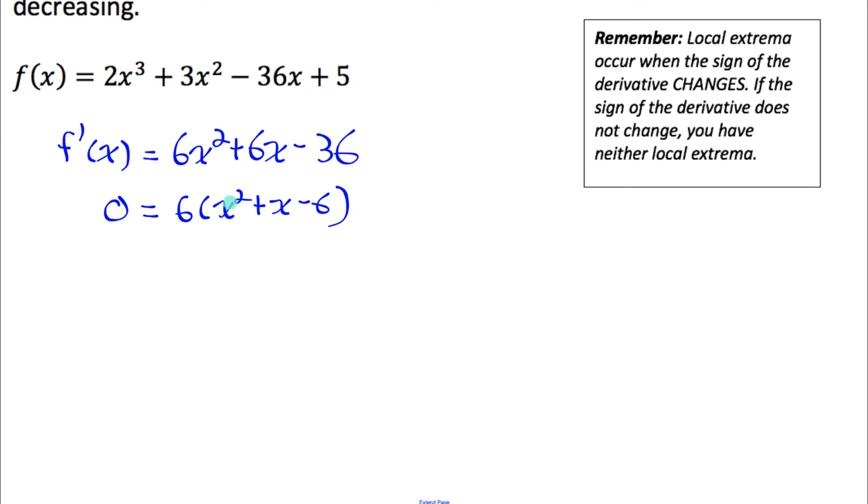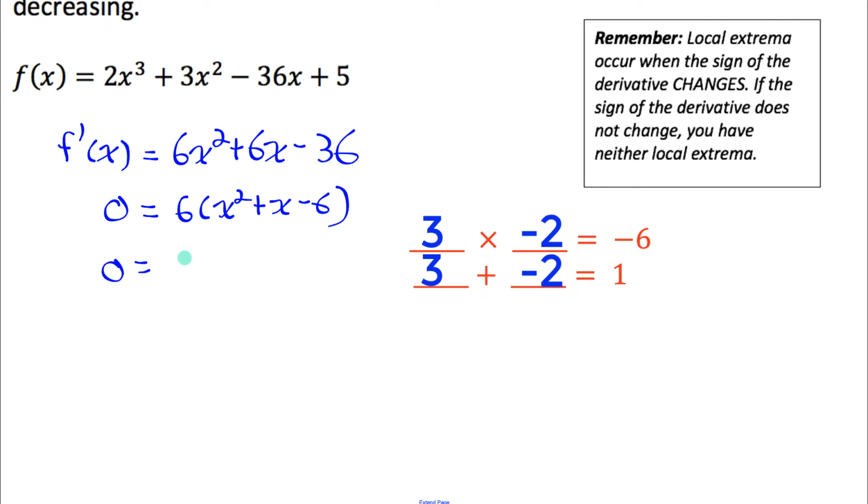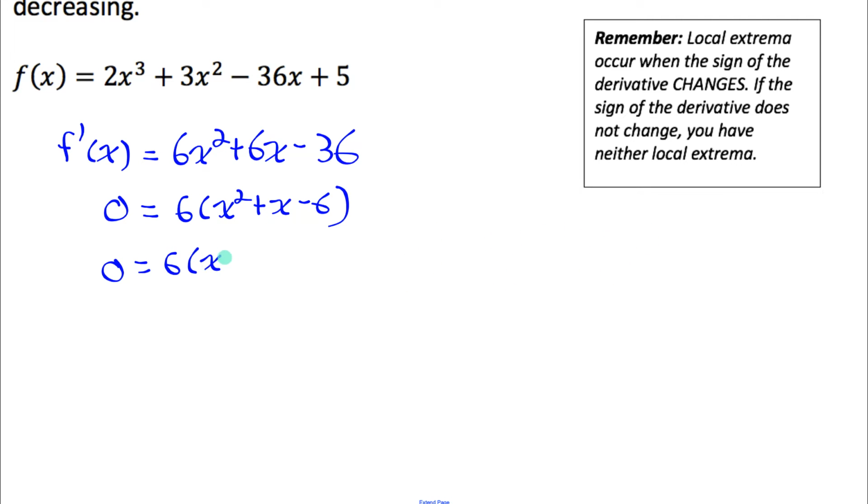And now I have this quadratic in brackets that I could try and find numbers that have a product of negative 6 and a sum of 1. And those two numbers are 3 and negative 2. So I get 0 equals 6 times x plus 3 times x minus 2. Now that it's in factored form, it's easy to find the values of x that would make it be 0. If x plus 3 was equal to 0, the whole product would be 0. And x plus 3 would be 0 if x was negative 3. And if x minus 2 was 0, the whole product would be 0.